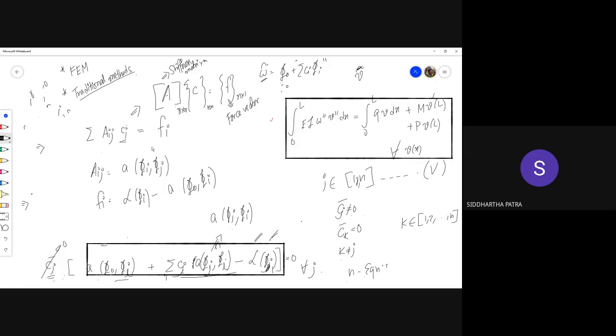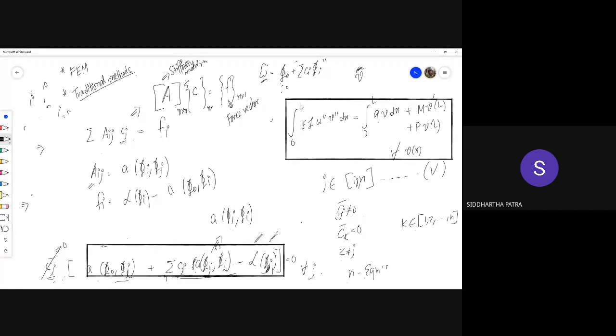So there is no way we cannot represent them in matrix form. It's just that the coefficients of cj's are a(phi i, phi j), and now we are calling them a_ij's. And that would form our matrix. Is this part understood? Yes, sir. Okay.